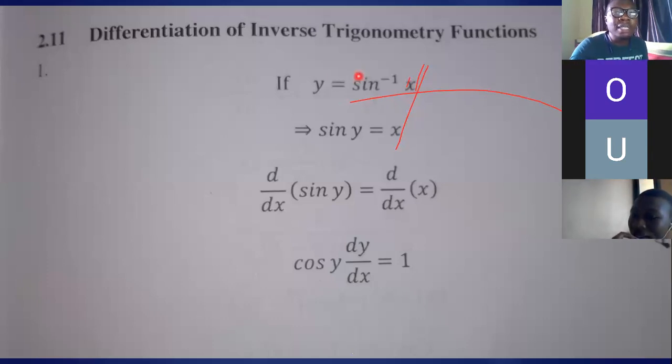The next example is differentiation of inverse trigonometry functions. So how do you differentiate? This place is very technical, so I'll need you to really concentrate, please. I don't want to explain and re-explain.